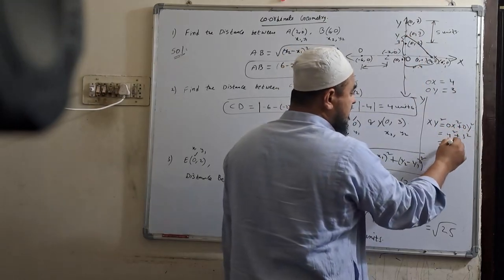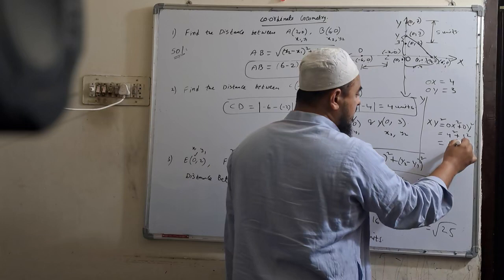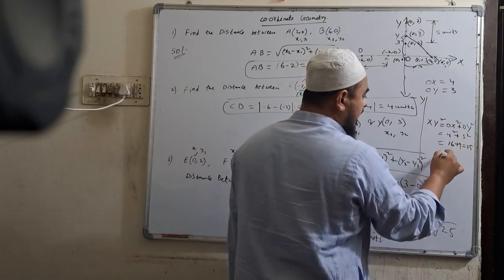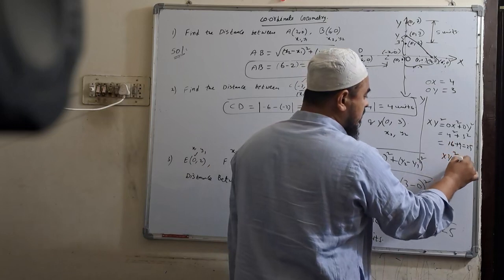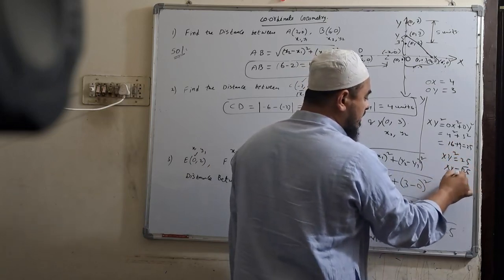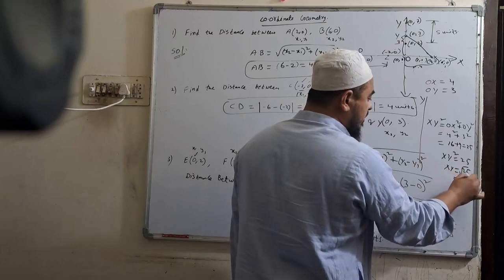So this is 16 plus 3 square, that is 9. We get it is equal to 25. XY square is equal to 25. XY is equal to square root of 25, that we get as 5 units.